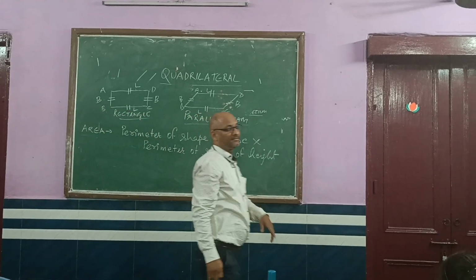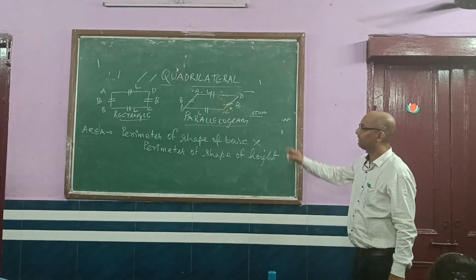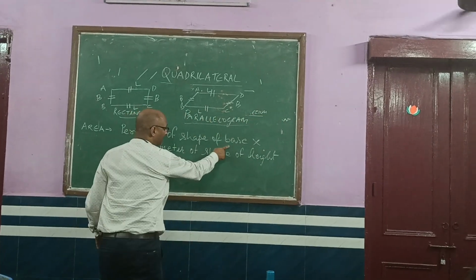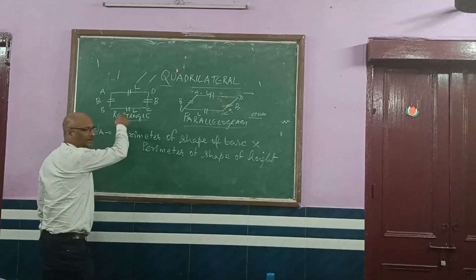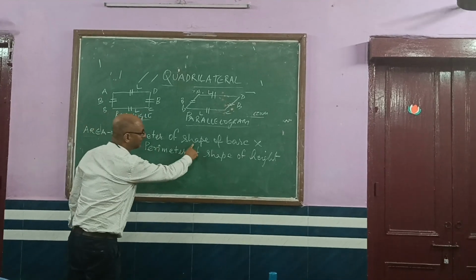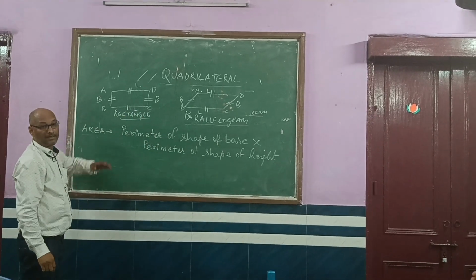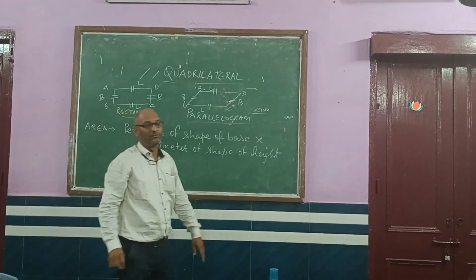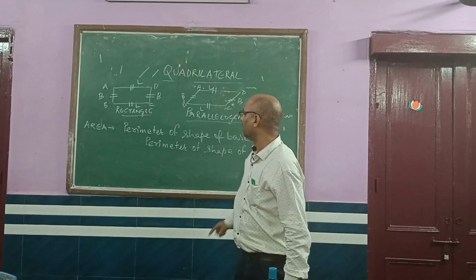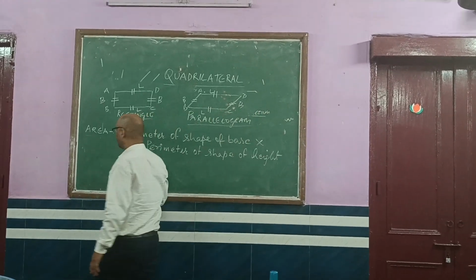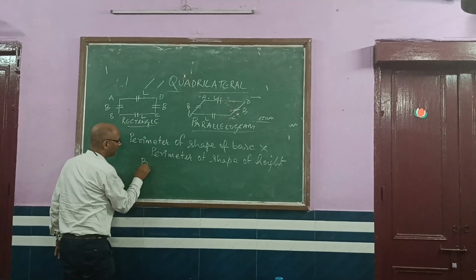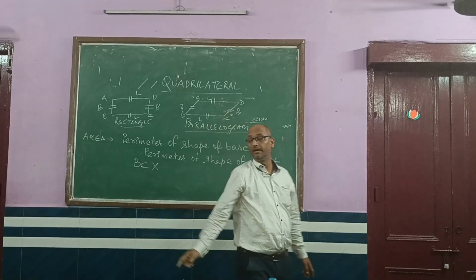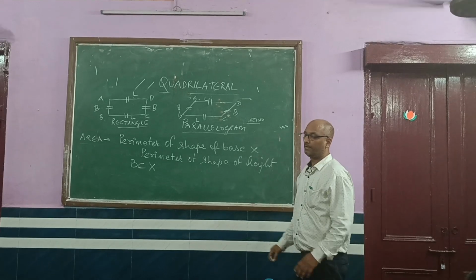And what is the base of this parallelogram? BC. This is the base. If I am asking you what is base, then let me know where it is. This is BC. This is the base. What is the shape of this base? Line segment. So perimeter of line segment is what? Line segment itself. What is the name of this line segment? BC, into height. Where is height? AB.